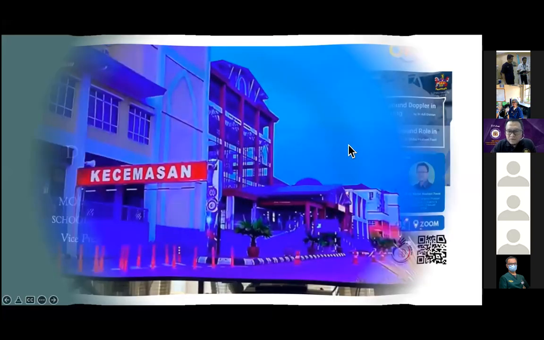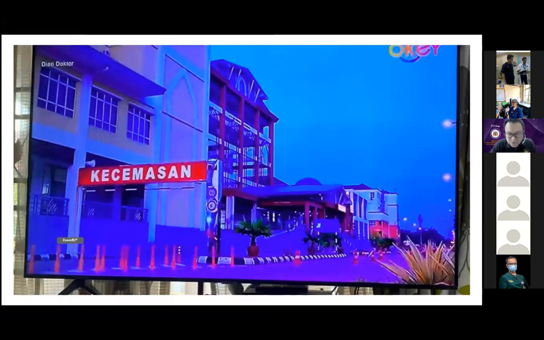For those who are not used to coming to Kota Bharu, or people call it Newcastle, Kota Bharu, this is our emergency department entrance, and you see here our building. So we welcome those who come and visit us in Kota Bharu.